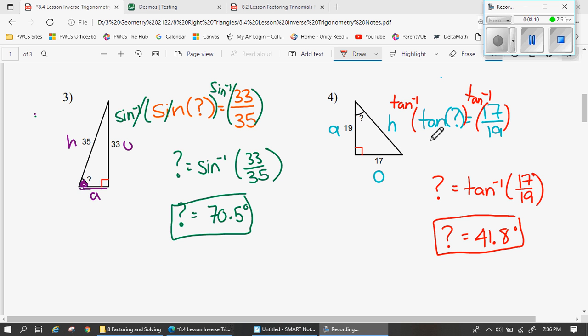So hopefully you chose tangent. Hopefully you set up your O, A, and H correctly. If not, make sure that you get some help on that. And hopefully, at the very least, you set up this, what I have in blue. Your tangent function is the opposite side over the adjacent side. And then use that inverse function to end up solving for your missing angle. Make sure you use Desmos. It's a really helpful tool. Make sure you're in degree mode.